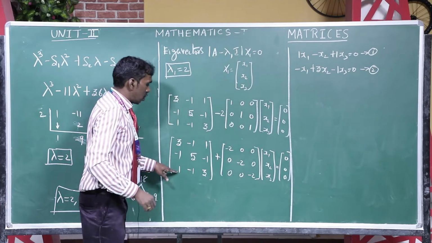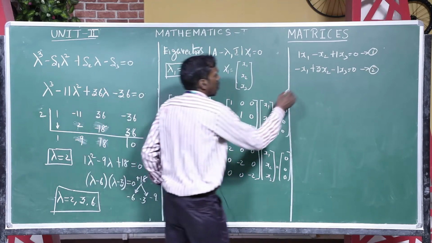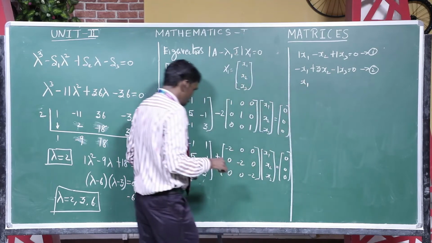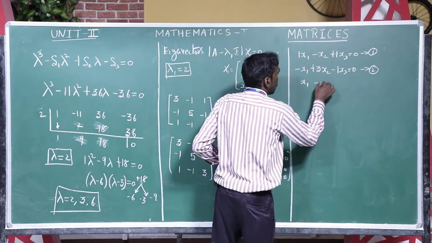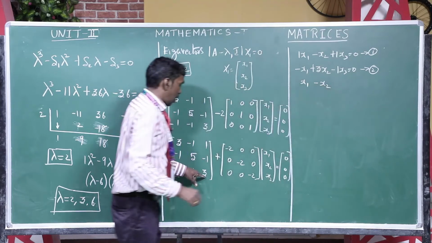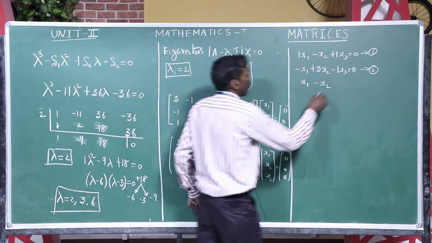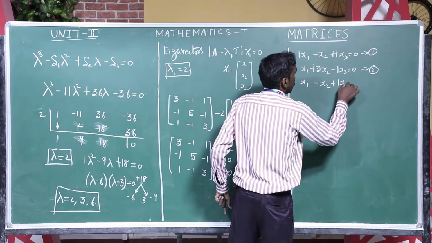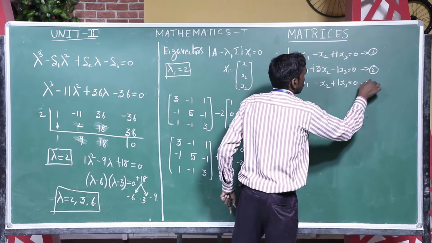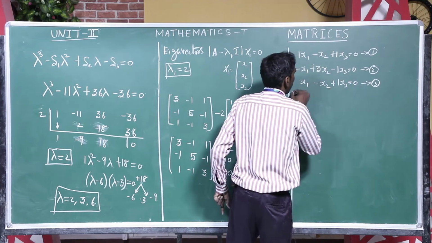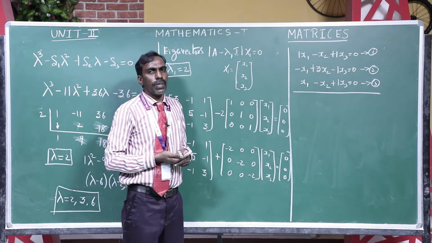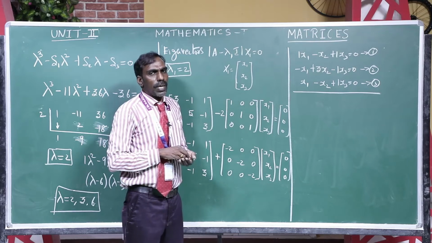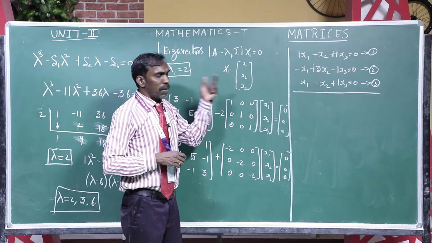Similarly, the third equation. Here 1 plus 0 will be 1, so 1x1. Then minus 1 plus 0 will be minus x2. Next 3 minus 2 will be plus 1x3, equal to 0. This is equation number 3. We form the 3 equations. From the 3 equations, you can choose any 2 equations to get the values of x1, x2, x3 for the vectors.